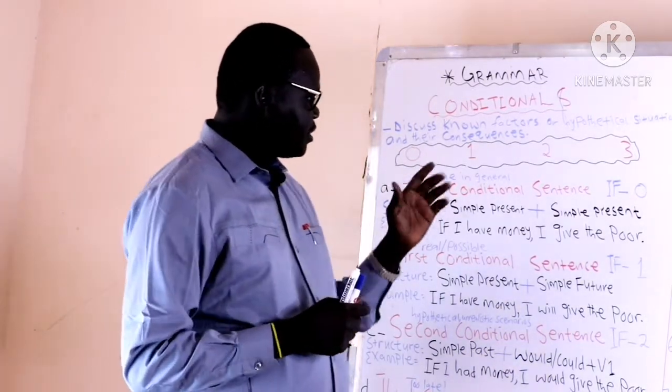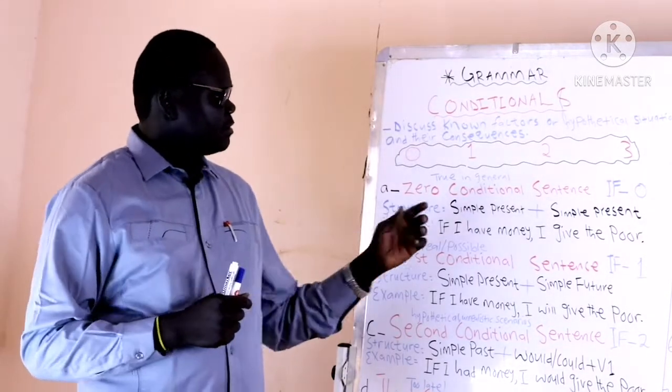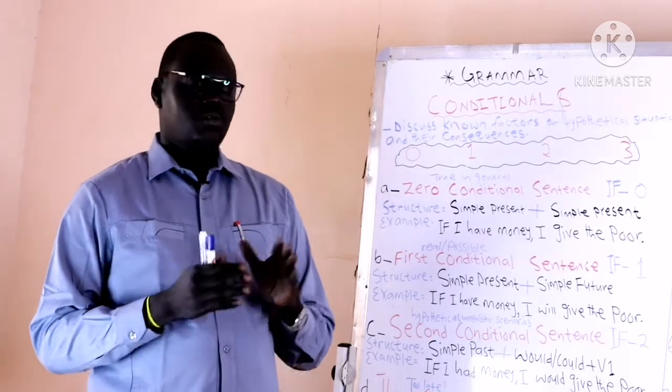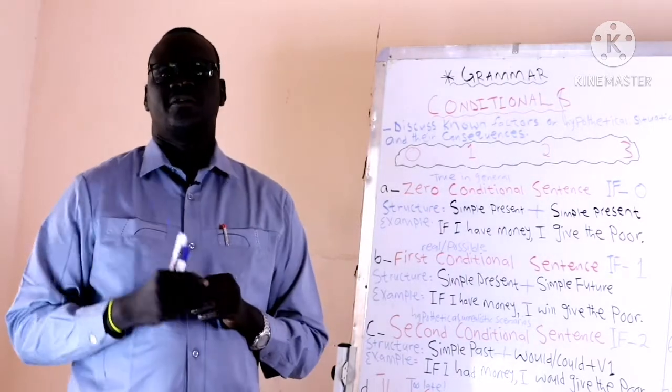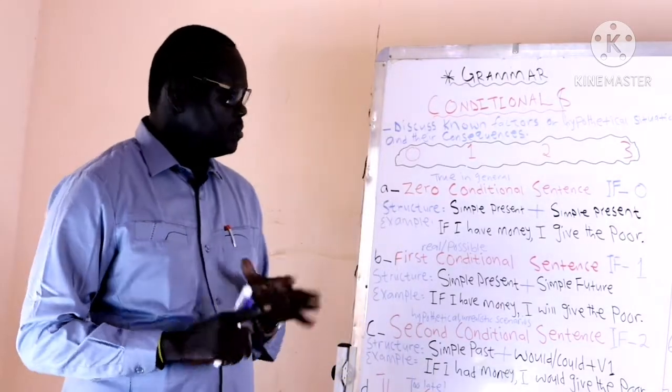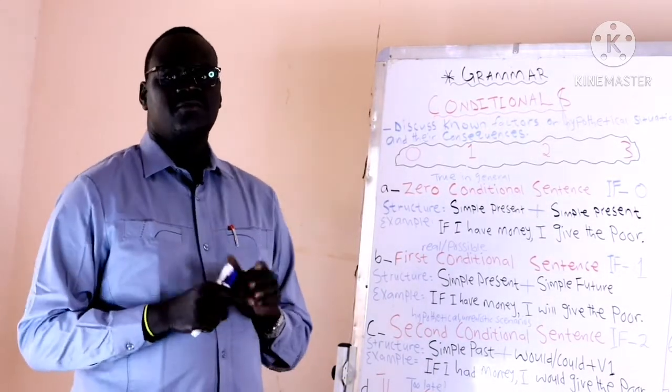The structure for this kind of conditional sentence is simple present plus simple present. When we talk of simple present, we mean verb 1. We have three kinds of verb: verb 1, verb 2, and verb 3. We mean the base form of the verb.